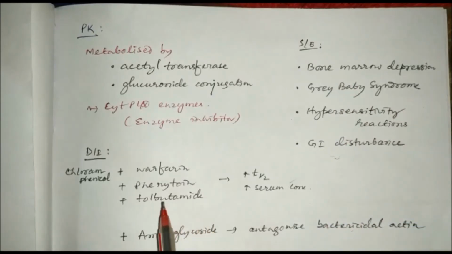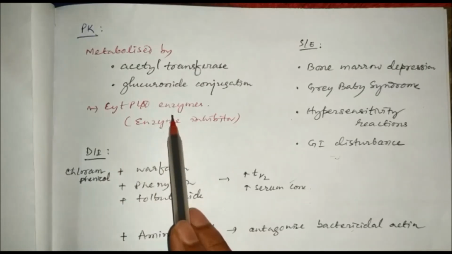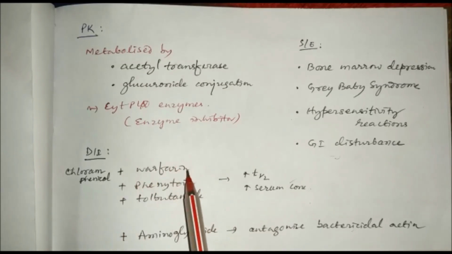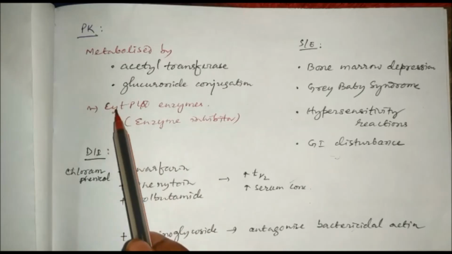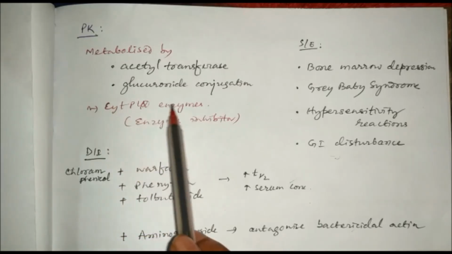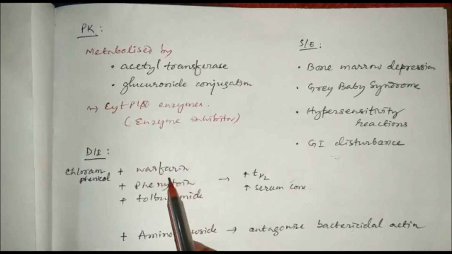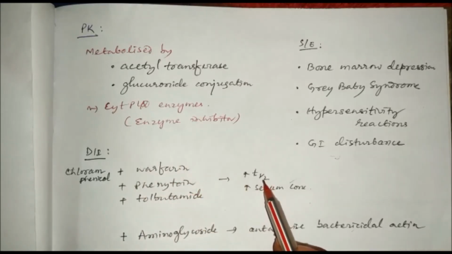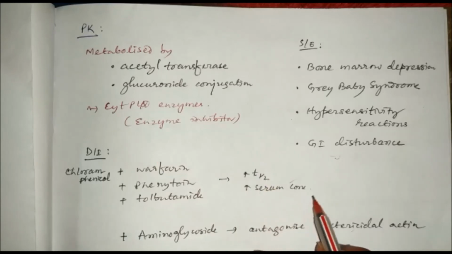Then let us discuss the drug interactions. Since chloramphenicol is an enzyme inhibitor, it will inhibit the metabolism of simultaneously used drugs which are metabolized by the cytochrome P450 group of enzymes. So for drugs like warfarin, phenytoin, tolbutamide, their metabolism will be inhibited, so their half-life increases and their serum concentration increases.